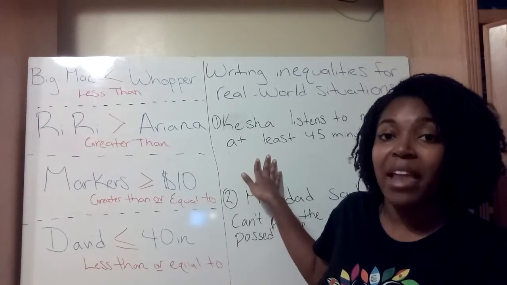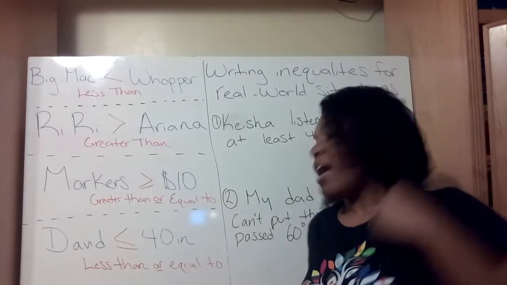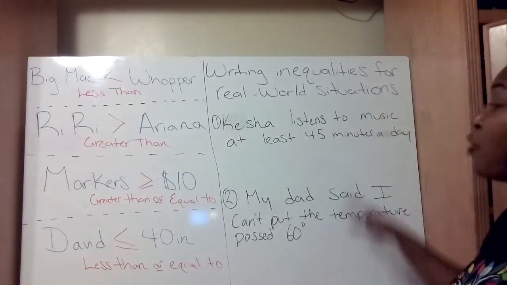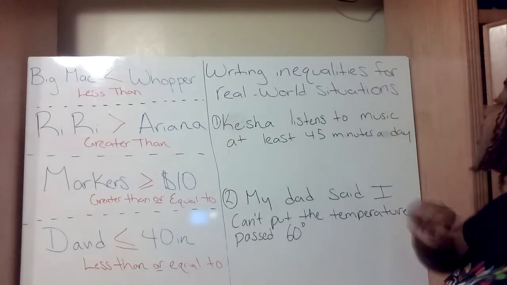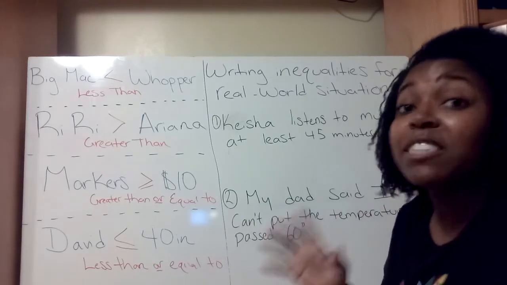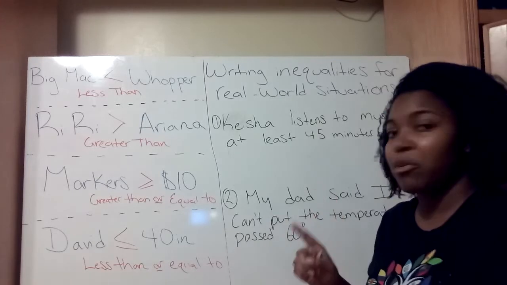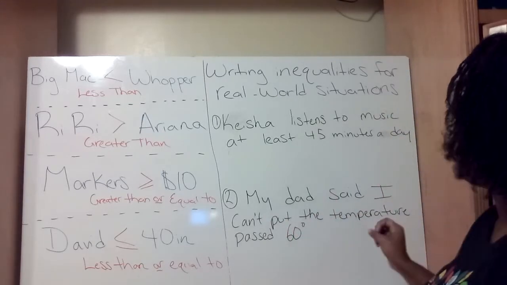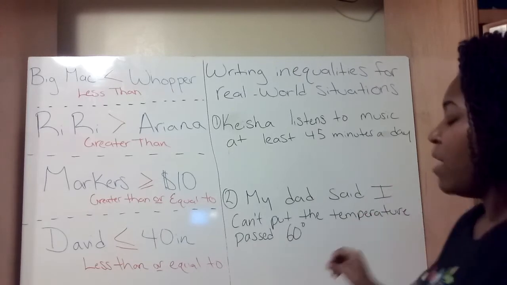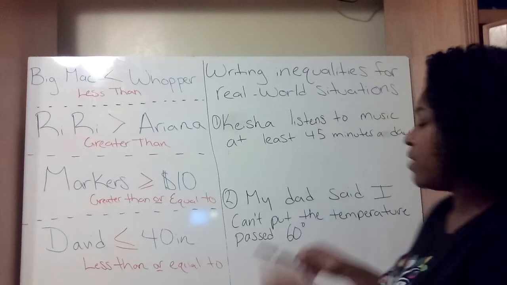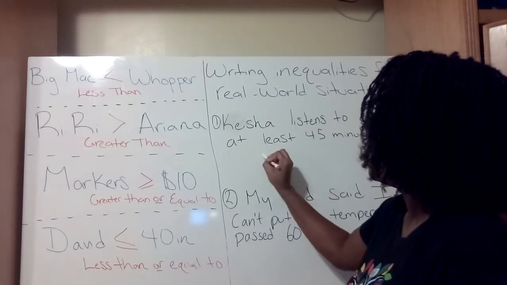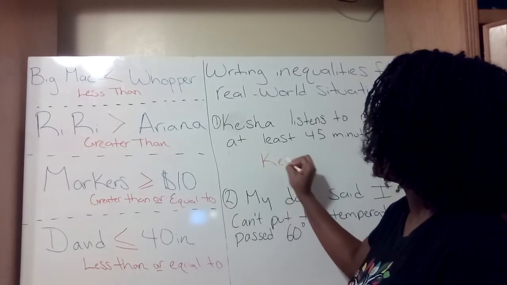Let's do some from Alex now, okay? All right, so the examples that we have here, I hope you can read this. It says, Keisha listens to music for at least 45 minutes a day. At least 45 minutes. In fact, let me just read that one more time. Keisha listens to music for at least 45 minutes a day. So let's think about this. We're definitely going to need to do Keisha on one side. And let's use T to represent minutes.